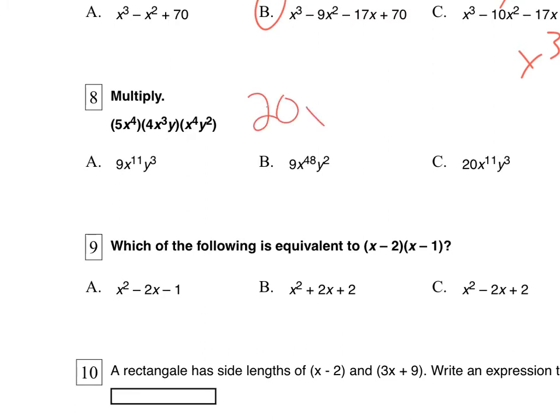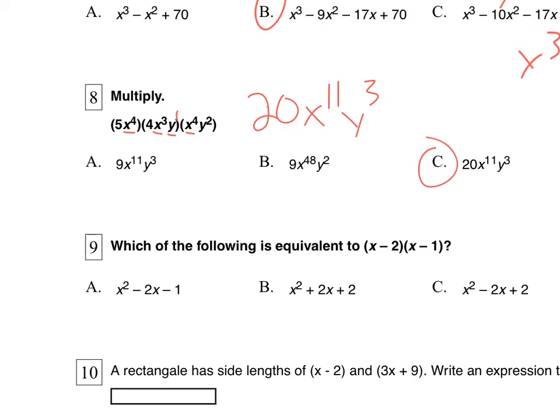Then I do with my x's. So here I have 4 x's, here I have 3 x's, here I have 4. So multiplying we add, so 4 plus 3 is 7, plus 4 is 11. Then we do with our y's. First one has no y's. We have 1 y there. If there's no exponent, it's a 1. Then we have y squared, so 1 plus 2 is 3. So then that gives us C as our solution there.